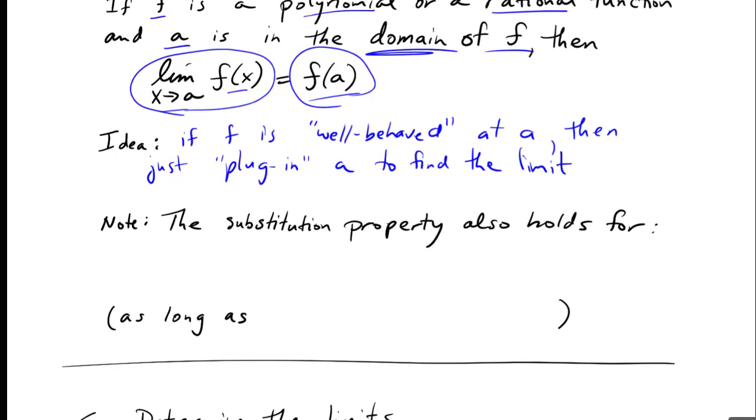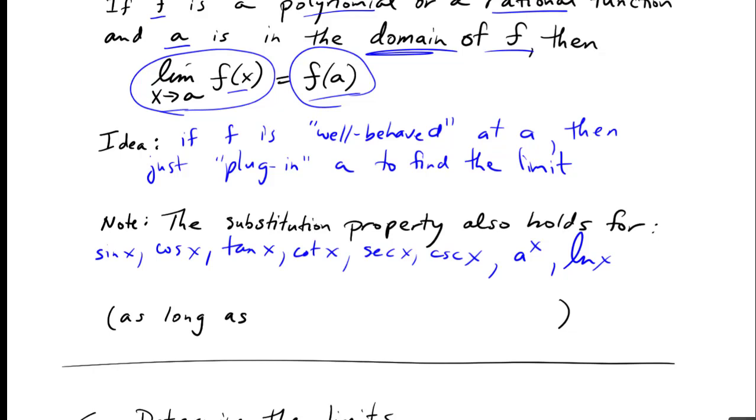Well, that's really nice. Does it hold for other functions? Yes. The substitution property holds for, well, I'll name a few. Sine x, cosine x, tan x, cotan x, secant x, cosecant x, a to the x, ln x, really any log of x. So any of these functions, but the key is, as long as the point is in the domain. That's the crucial thing. We need the point of interest, that a, to be in the domain. If it is, then a simple plug-in works.